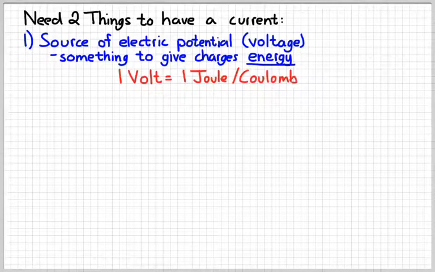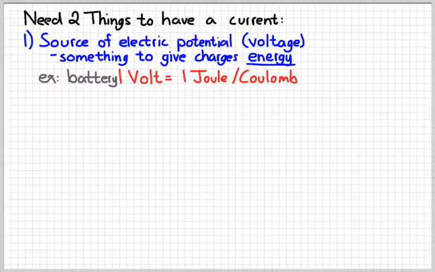So a volt is a joule per coulomb. Remember that a joule is a unit of energy. So a 12-volt battery will have 12 joules of energy for every coulomb of charge. That's what voltage means. And so the thing typically that we use to obtain electric potential is a battery.